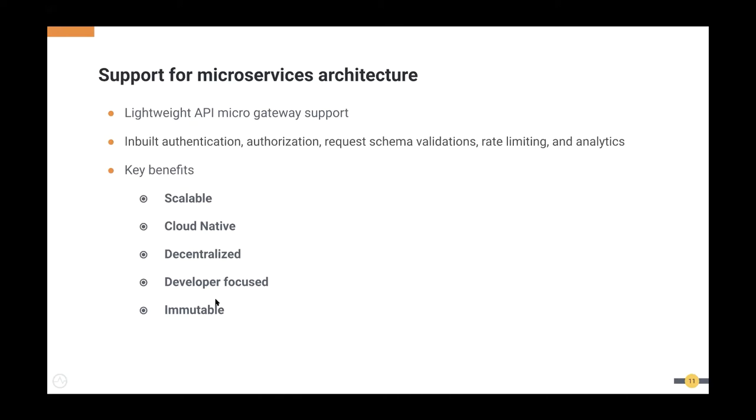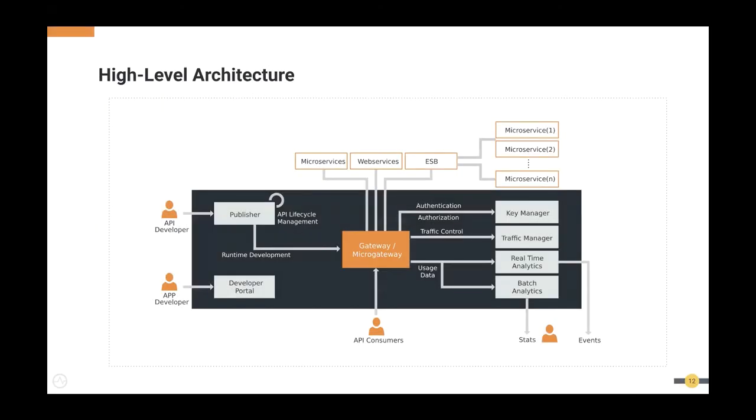The next two important features of the micro gateway are that it's developer focused and immutable. The API in the micro gateway can be designed as an open API definition, and the micro gateway can be built using that open API definition. But once the micro gateway is deployed, it cannot be changed further. So this is the high-level architecture of a typical open banking deployment with all the components in it. The micro gateway can be used to route traffic to microservices, while the regular gateway can be used to route the traffic to usual web services. But the API enrichment services are offered the same for both gateway types.